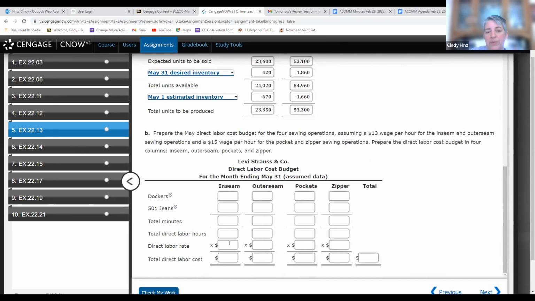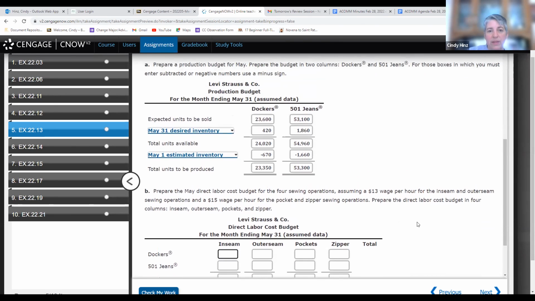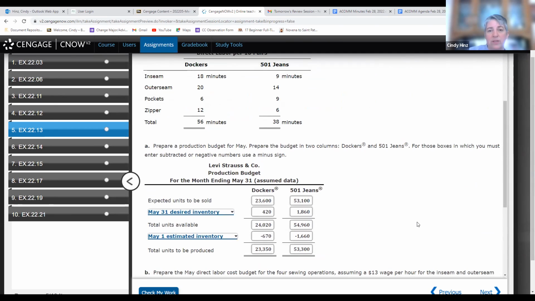Our budget is for each one of those operations separately. And it does tell us that there are at least 2 different wages for the 4 different operations. So let's start with our Dockers. And I think if we do the Dockers together, then I can ask you to complete the 501 part on your own and see if you have any questions about that. I want to make sure we're using our time efficiently.